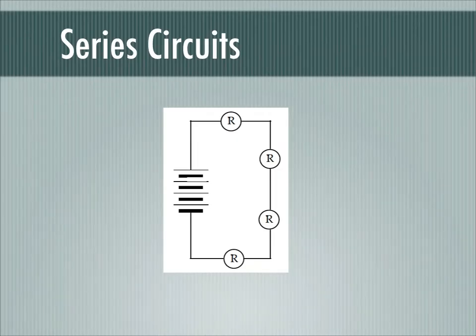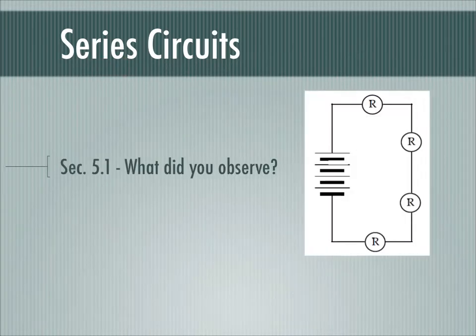In circuit activity 5, you began by building this circuit, which is 4 identical round bulbs in one path, which is called a series circuit. So first of all, what did you observe when you connected the circuit? Hopefully the first thing you saw is that all 4 light bulbs are lit and that they have equal brightness.